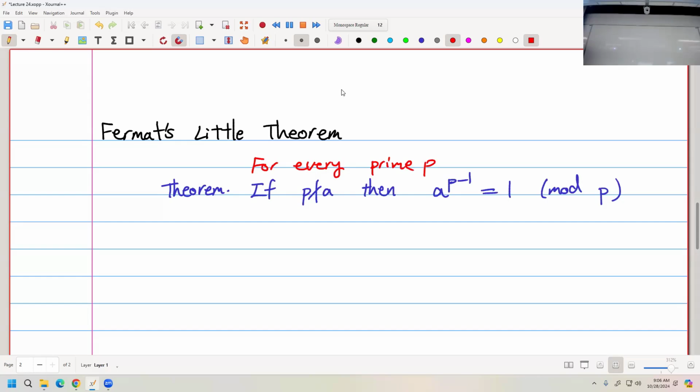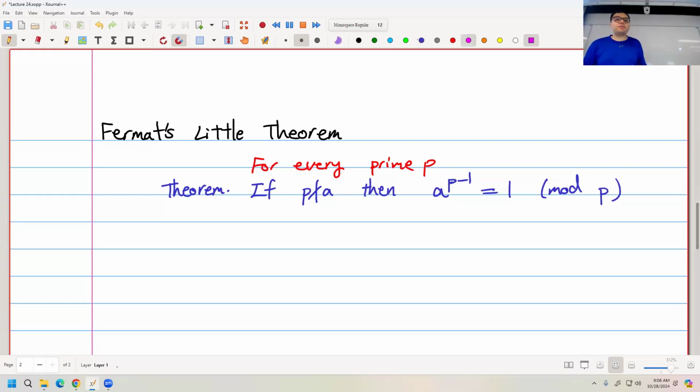So if I take any number that is not a multiple of P, that is not 0 modulo P, and I raise it to the power of P minus 1, that would be 1 when I'm calculating things modulo P. Okay. Now, why is this the case?